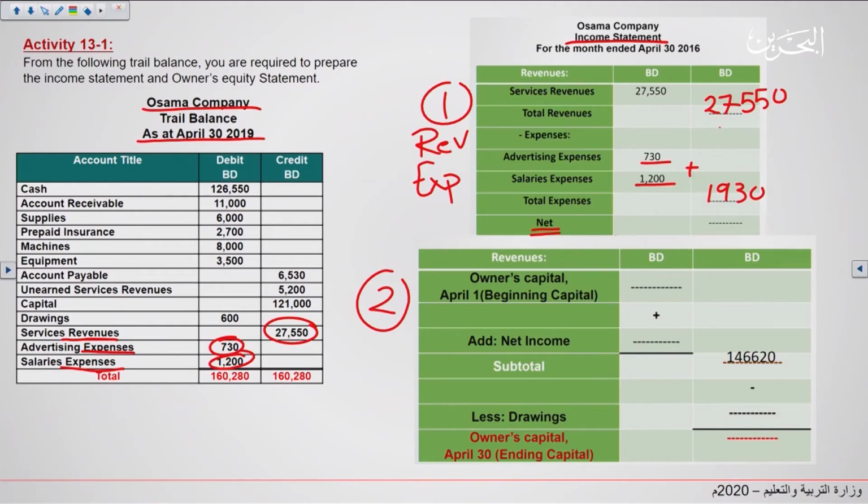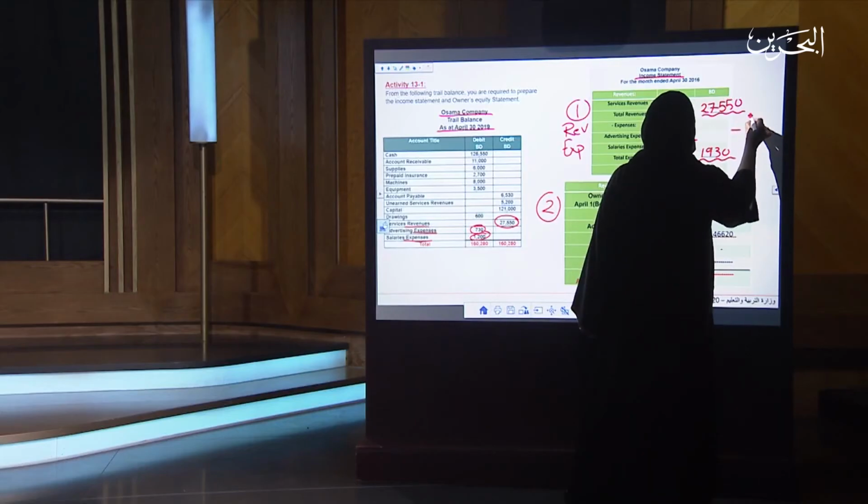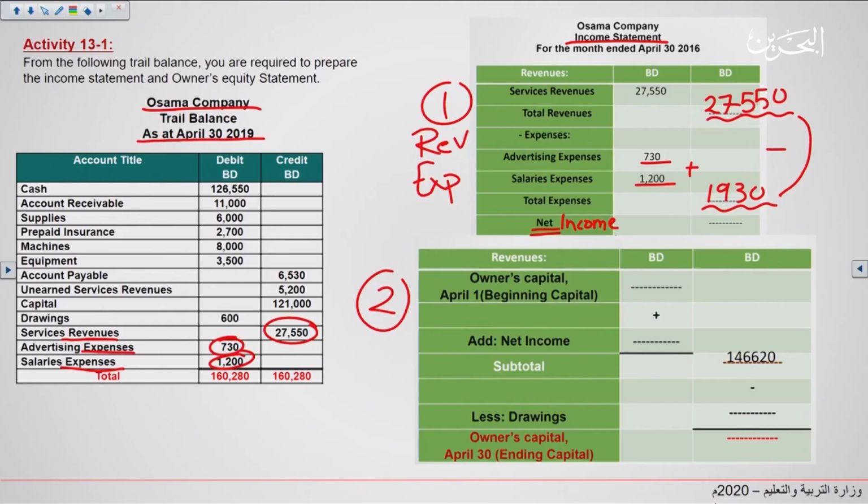Now, we will compare these two amounts. Here we have the total revenue and the total expenses. As we learned from the previous lesson, if the total revenue is bigger than the total expenses, then the company is making net income. Then I will subtract these two amounts to get the amount of the income the company is making. We will subtract them and we will get 25,620 Bahraini dinars.